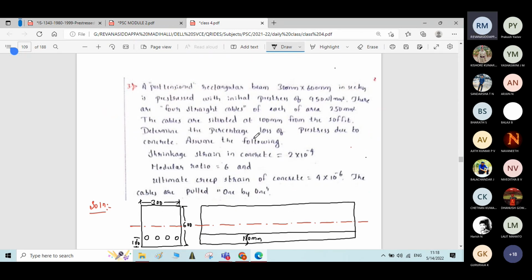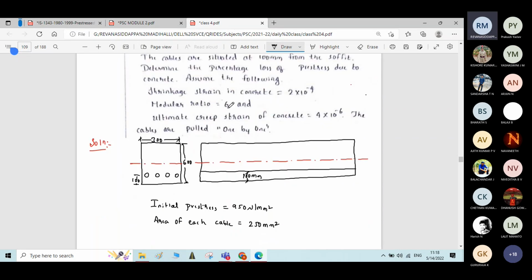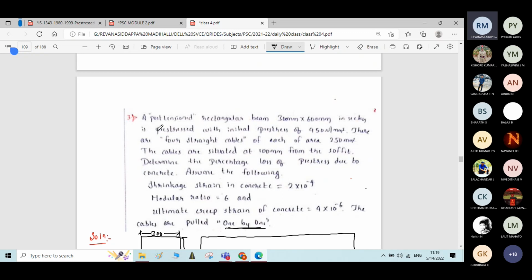Determine percentage loss of pre-stress due to concrete. Assume the following: shrinkage strain in concrete is given. Then modular ratio is given. Ultimate creep strain of concrete is also given. And he says that the cables are pulled one by one. This you need to remember, note. It is a post-tensioned rectangular beam.